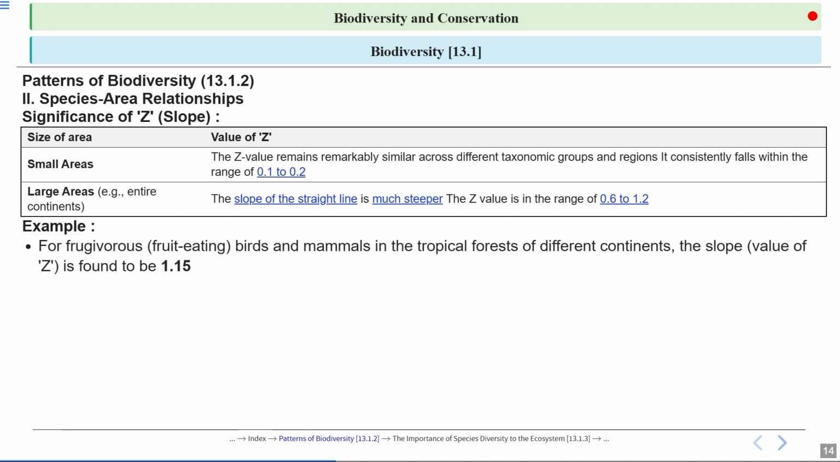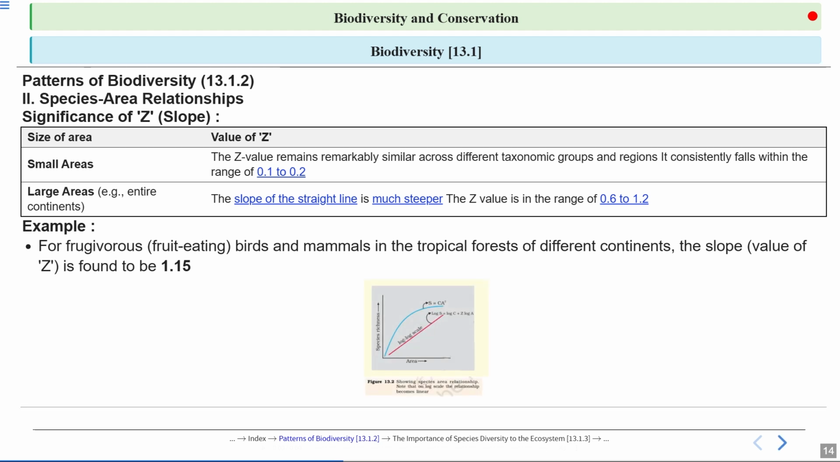For instance, when scientists studied fruit-eating birds and mammals in tropical forests across different continents, they found the Z value was about 1.15. So this is a steep slope showing that as you explore larger areas, you will find more species. So it highlights how tropical forests are hotspots for biodiversity.